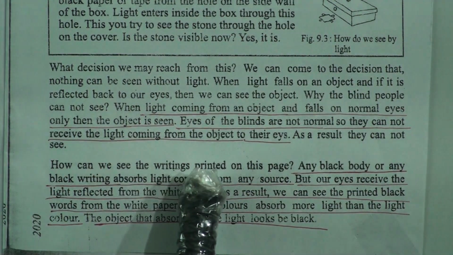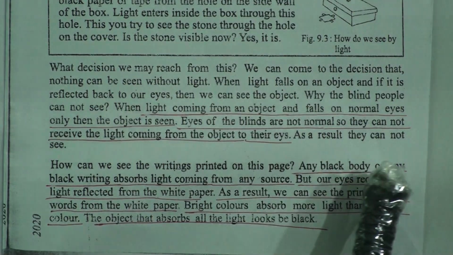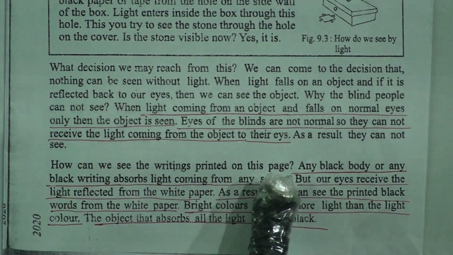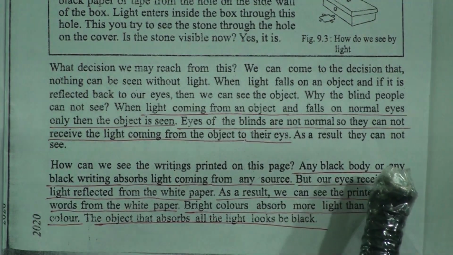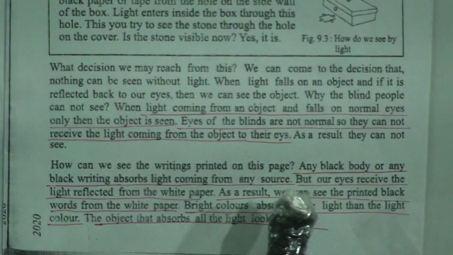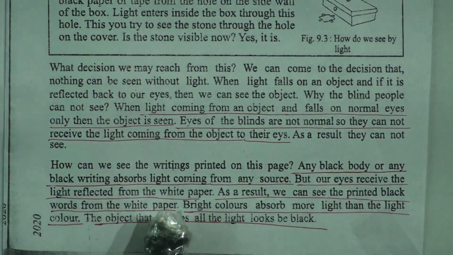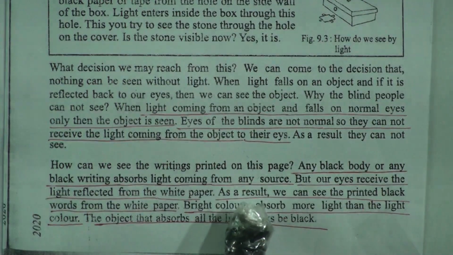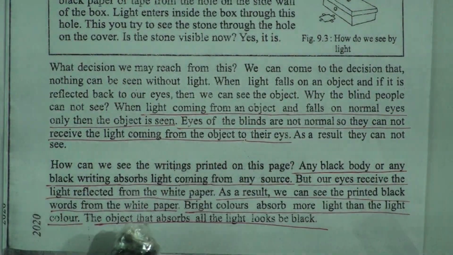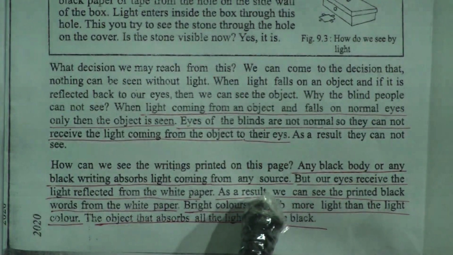How can we see writing printed on the page? Any black body or any black writing absorbs light coming from any source, but our eyes receive the light reflected from the white paper. As a result, we can see the printed black words on the white paper. Dark colors absorb more light than light colors. The object that absorbs all the light looks black.